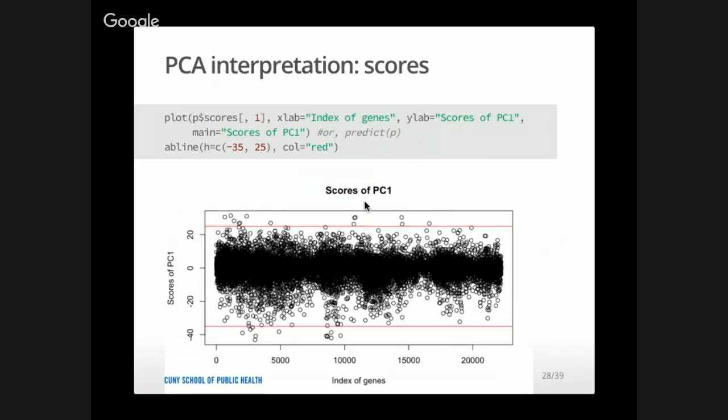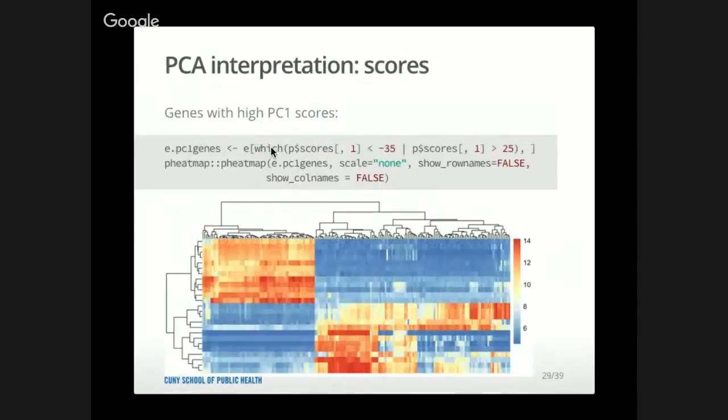So I'm just going to pick out these genes. Which of these scores is less than minus 35 or greater than 25, and then make a heat map. And you can see we have two blocks of highly correlated genes here, and they are anti-correlated to each other. You know why they're anti-correlated? Did you expect that? First of all, did you expect to see such highly correlated genes here?